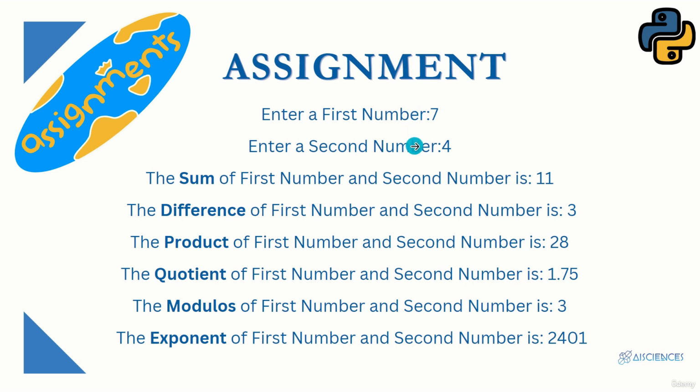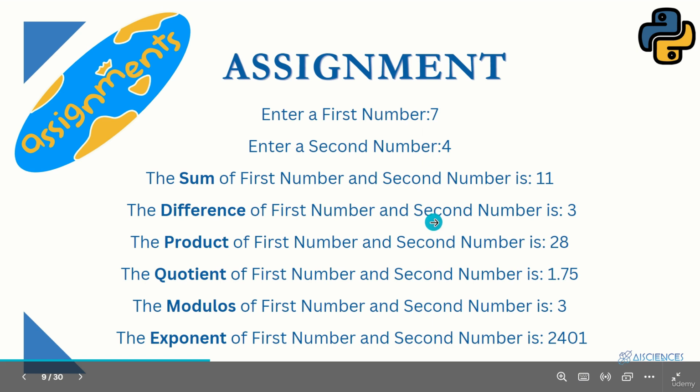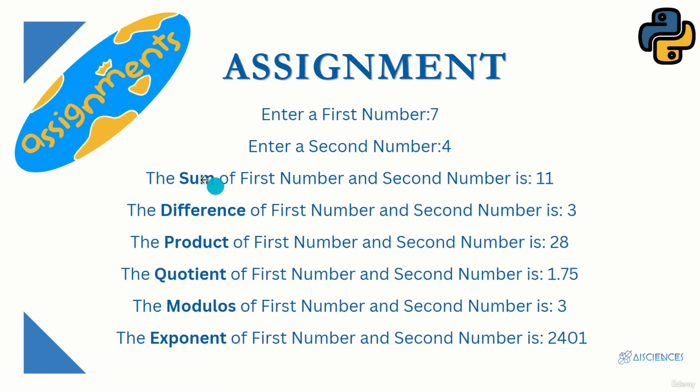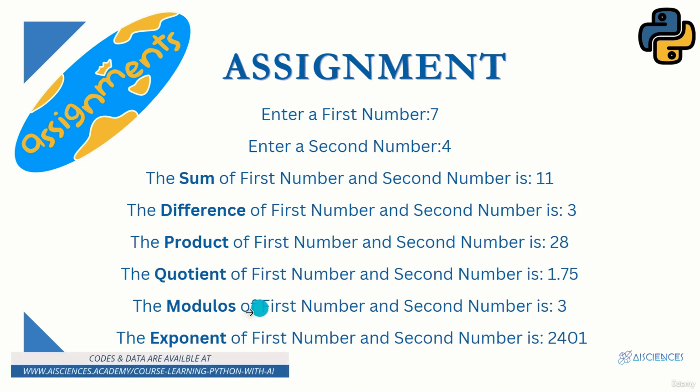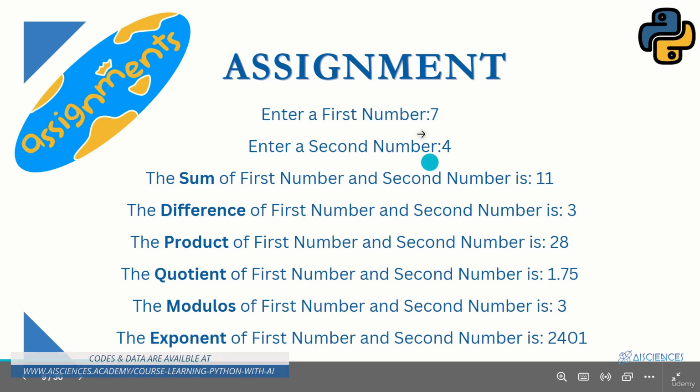So for these two numbers, you will have to display 6 values for different 6 arithmetic operations. You'll have to show what is the sum of these two entered numbers exactly with this line. Then what is the difference of these two numbers? What is the product of these two numbers? Quotient of these two numbers. Quotient means the answer of division. What is the modulus? And what is the exponential of these two numbers, right?